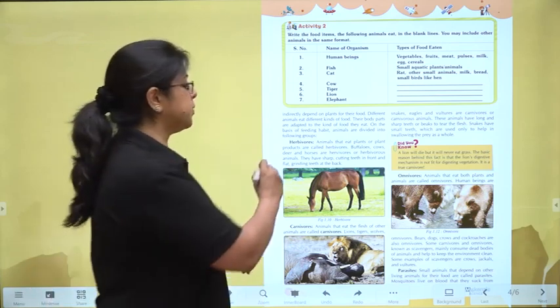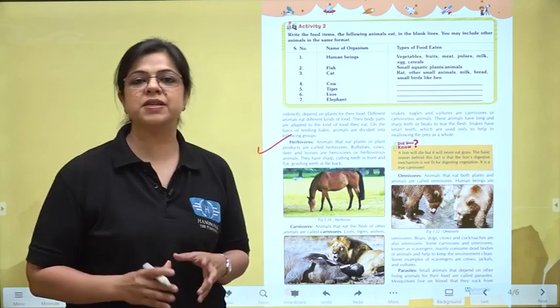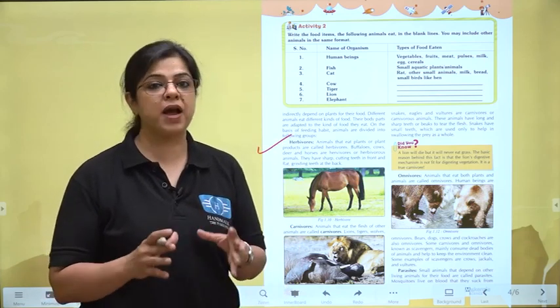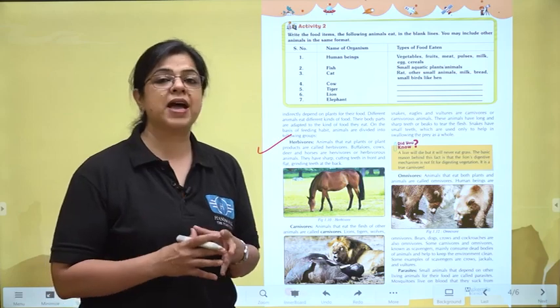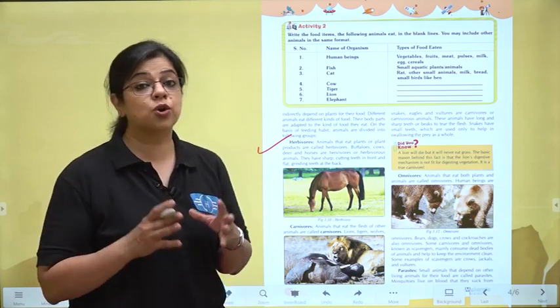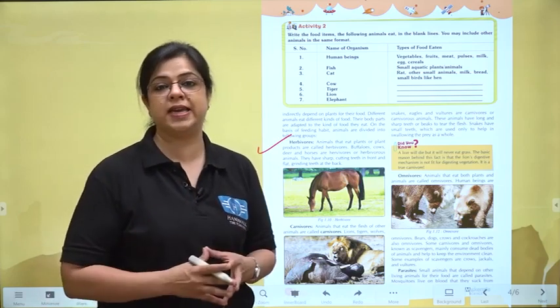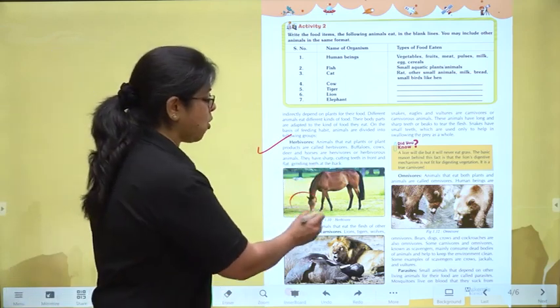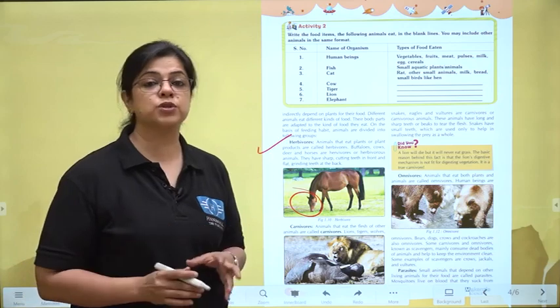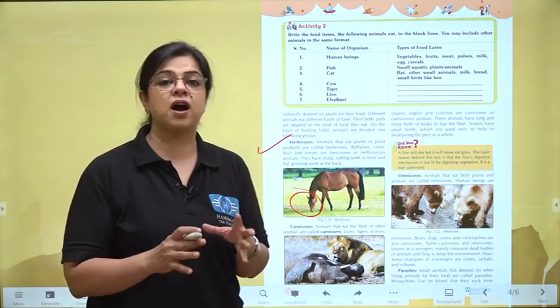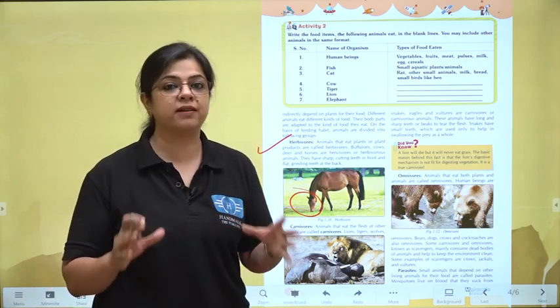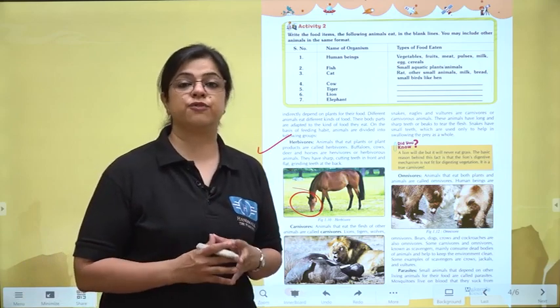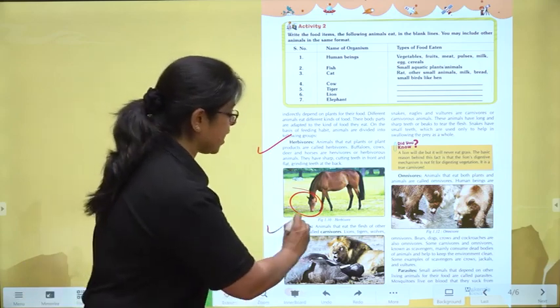Coming down to herbivores. Herbivores are animals that eat plants or plant products. Now, the animals have well-developed body parts according to the food that they eat. As we see in herbivores, animals like horses, cows and buffaloes have flat teeth which are equipped for chewing grass.